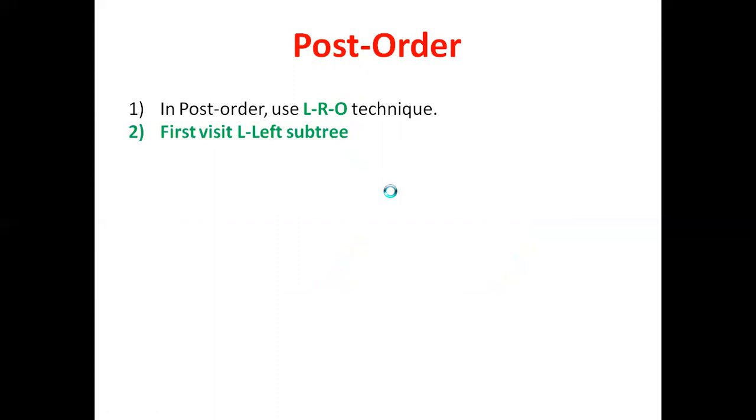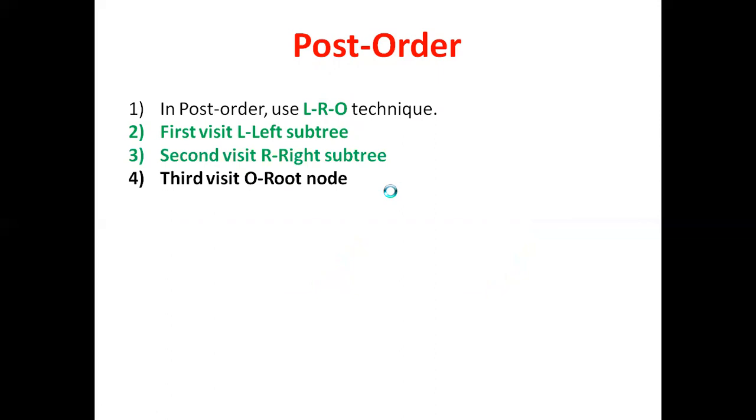Next one, postorder. In postorder, we use the LRO technique, left, right, root. It means first visit the left subtree, then visit the right subtree, and finally visit the root node.